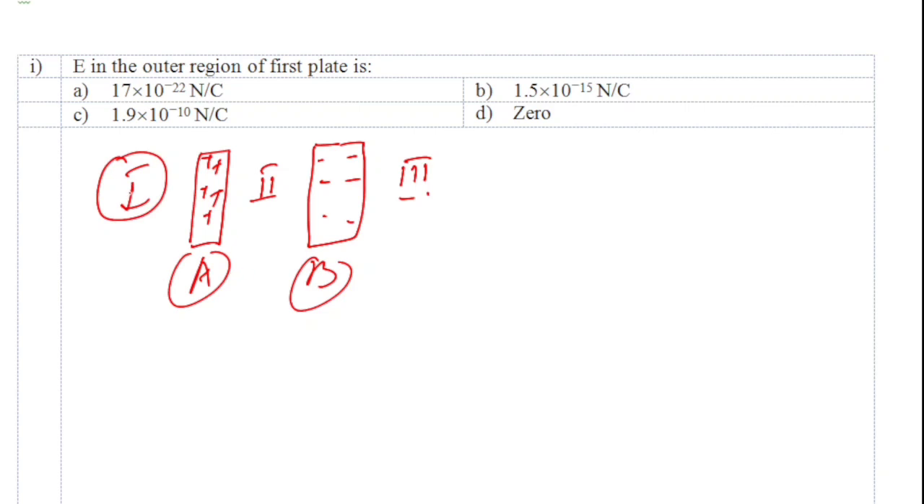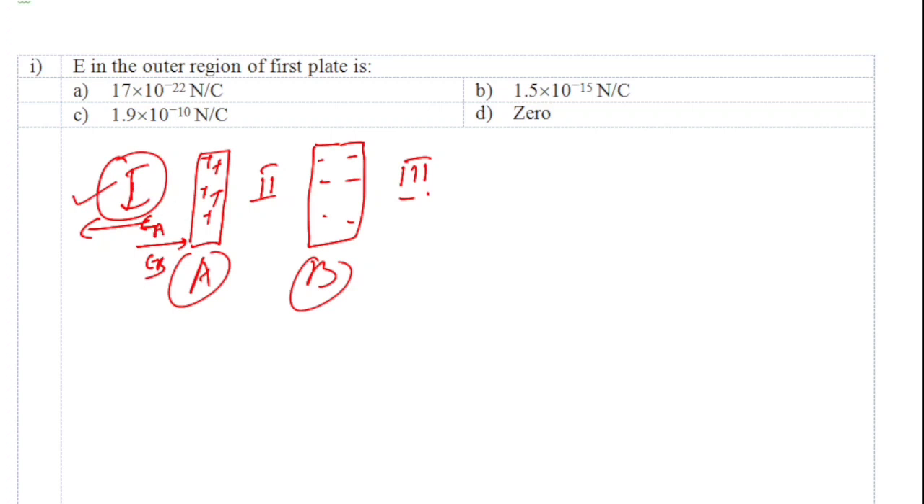Now you know here the electric field is due to both plates. In this region, the electric field due to the first plate is in this direction, EA. And due to this negative plate, the electric field is towards this side, EB. So in region 1, both fields are in opposite directions. So what is the net electric field in region 1? The magnitudes of both the fields are the same.